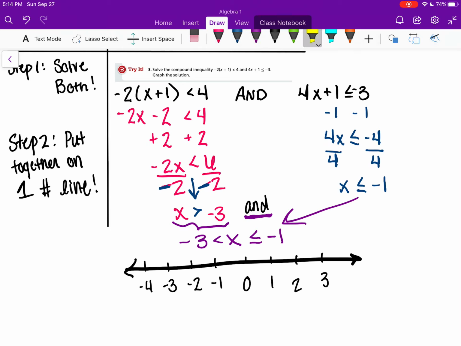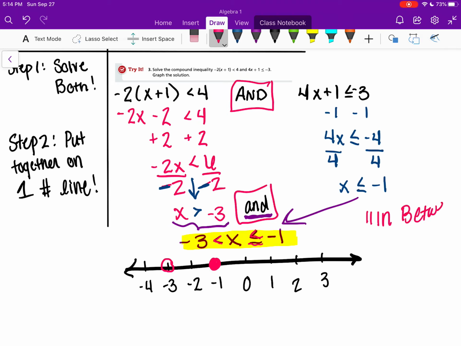So I've written this as a compound inequality because it is an and statement, and that's going to help me graph. So let's see, this is a less than, and so that's an open circle at -3. This is a less than or equal to, so that's a closed circle at -1. And since it's a compound inequality, it's an and statement, we shade in between. Because this is essentially telling us that we are in between -3 and -1 is what that statement is saying. So I'll shade that in between.